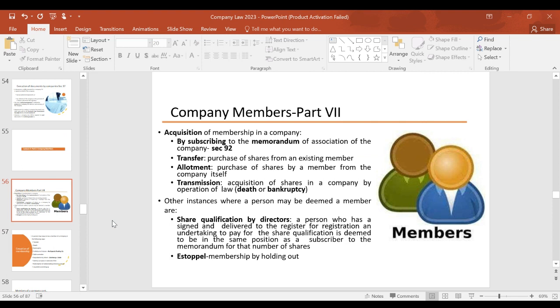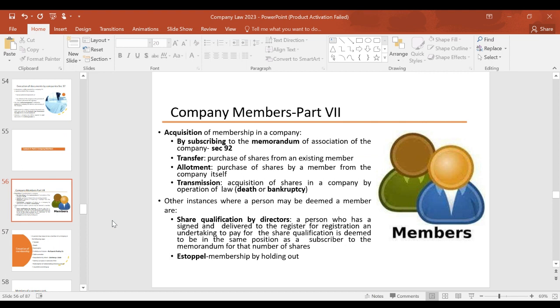And other than these four major ways of acquiring company membership, we also have other ways under which one can be deemed to be a member of that company. And one of these will be acquiring of shares through share qualification by directors. So sometimes there can be a requirement that directors subscribe to the shareholding of that company. And in that kind of event, then the directors also become members of the company, despite the fact that they will be acting in a capacity of directors first.